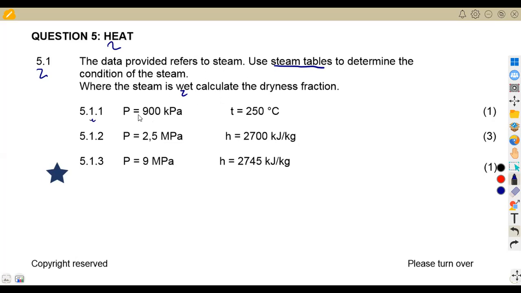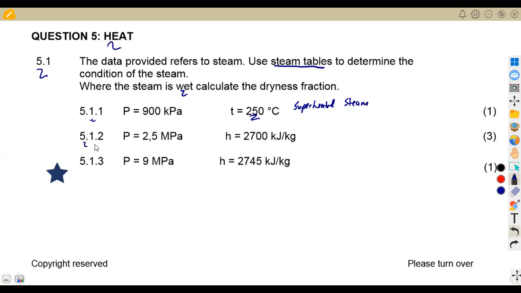In 5.1, you're given the pressure at 900 kilopascals, that is 900,000 pascals or 900 kilopascals, and the temperature is 250 degrees Celsius. Okay, guys, look at the temperature that we have, 250 degrees Celsius. That one is actually representing the superheated steam. That's our superheated steam in this case.